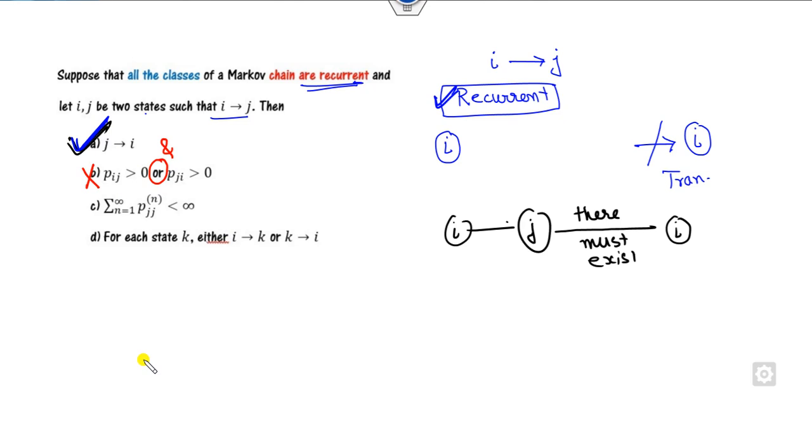Look at that. The total probability will be 0 when this j is transient. Remember, if it is transient, then it will be less than infinity. But here this is recurrent, so it must be infinity. So it's transient, it cancels out. For each state k, if i goes to k, then k goes to i, but here is the word OR, it must be AND. So this option is also cancelled out. The right answer is only A.